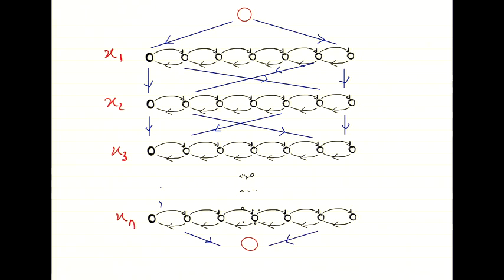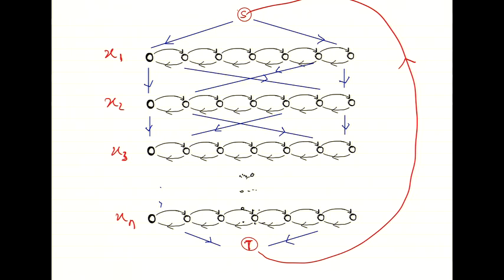So for each of these paths, I add edges in both directions. So if I start from S and I want to go to T, and I want to visit every vertex, let's even make it like a Hamiltonian cycle. If I want to start from S and go through every vertex in the graph, there are only a few ways to do it.